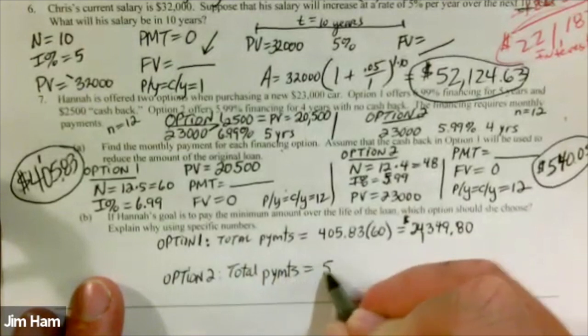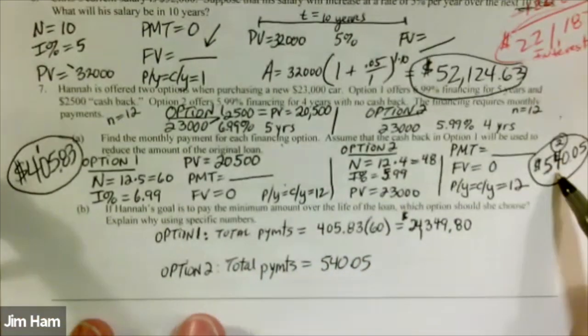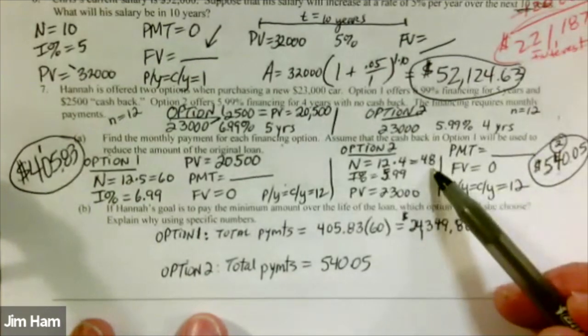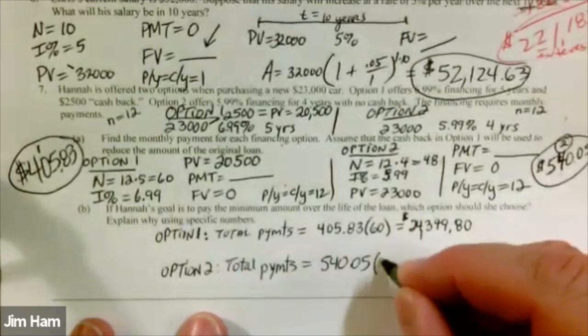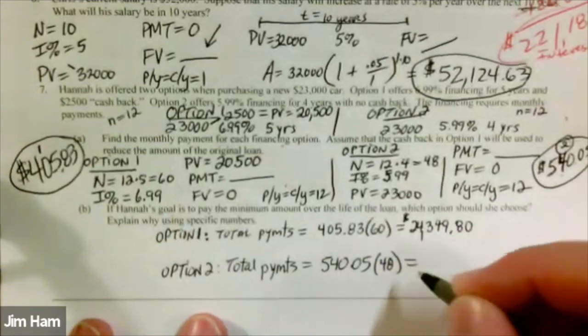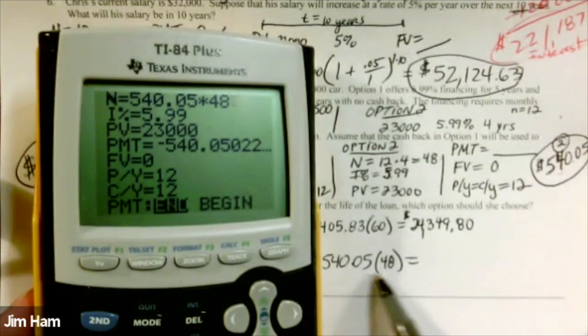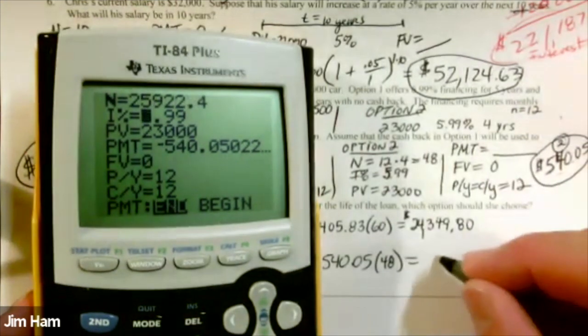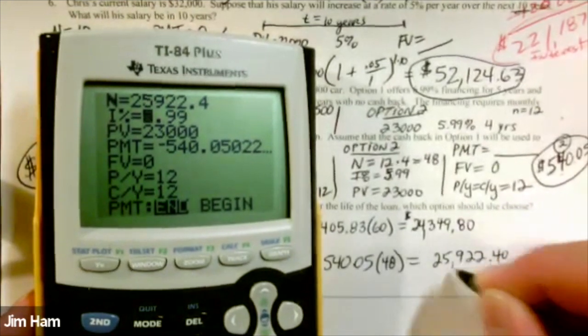That's option 1. And option 2, the total payments. All right, so the payment was $540.05 for option 2, but we were only making that payment 48 months instead of the 60 months. So we need to multiply this by 48, and then that would be the total payments. 540.05 times 48, and that's $25,922.40.